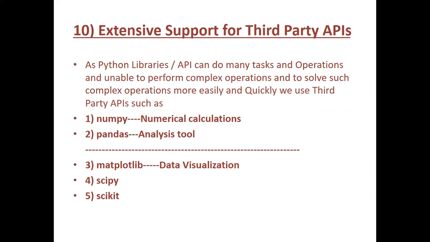Extensible supports third-party APIs. Now, when we talk about third-party APIs, what does that mean? Students, Python libraries can do many tasks and operations, but are unable to perform complex operations. Python can solve many tasks and operations, but it is unable to solve complex operations, and to solve such complex operations easily and quickly, it uses third-party APIs.